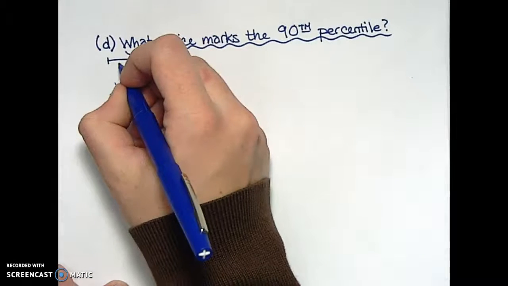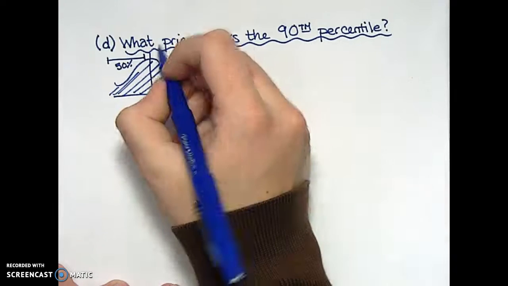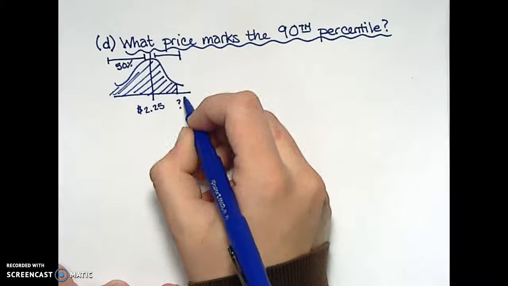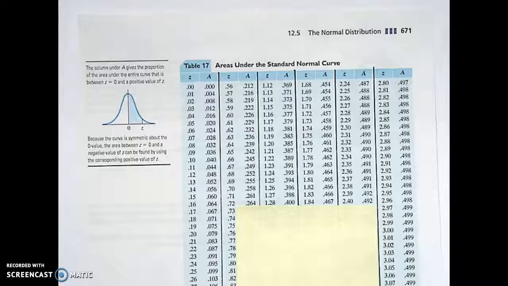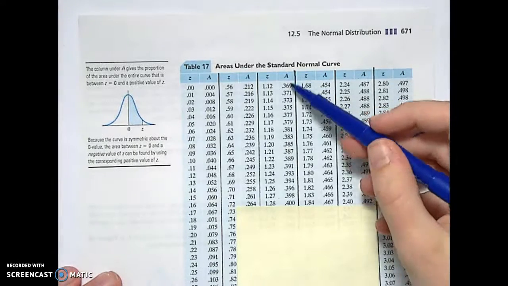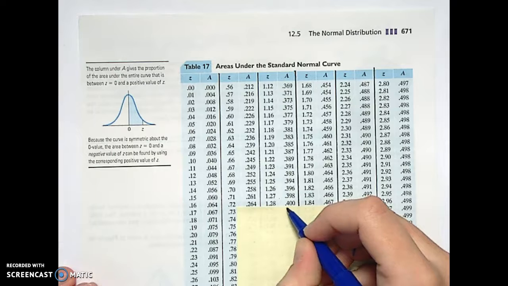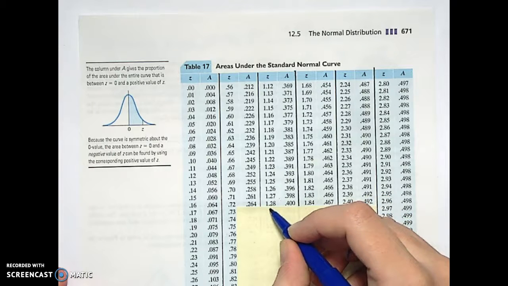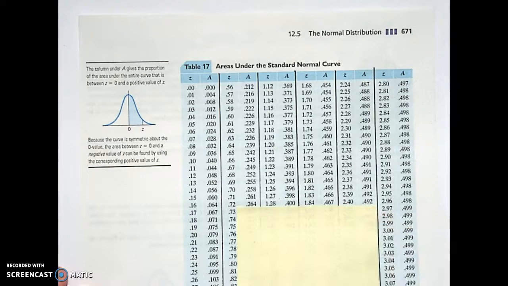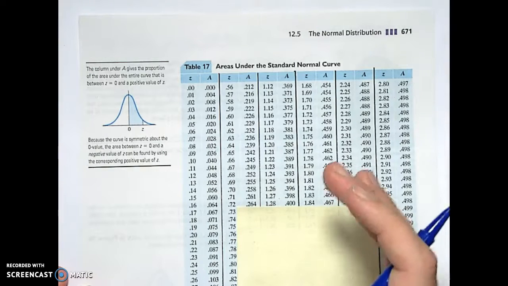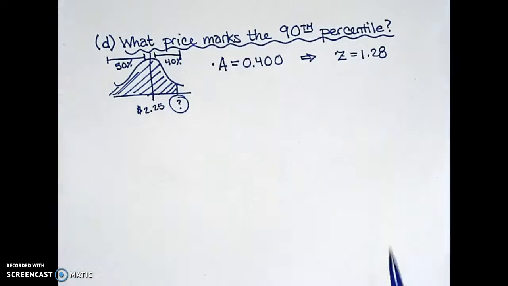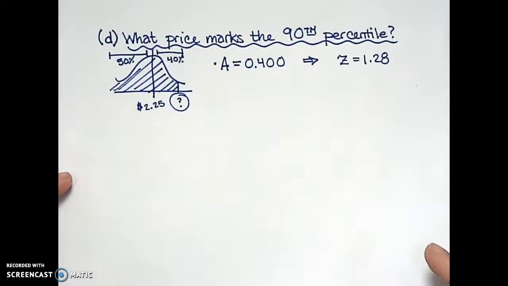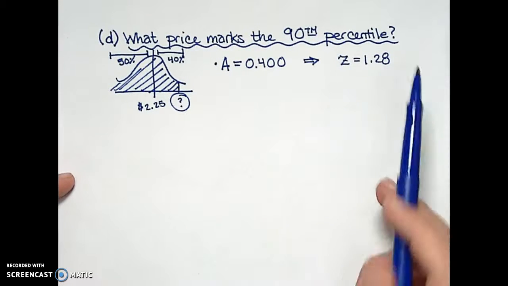Recall that 50% of the area, again, happens to the left of the average. So I want to look at what price, along my horizontal axis, corresponds to an area of 40%. Pulling out our standard normal curve table, we again look for our area column to find the value of 40% of area and see that it corresponds to a z-score value of 1.28. Recall what the z-score represents. The z-score represents the number of standard deviations that value along the horizontal axis is above or below the mean.